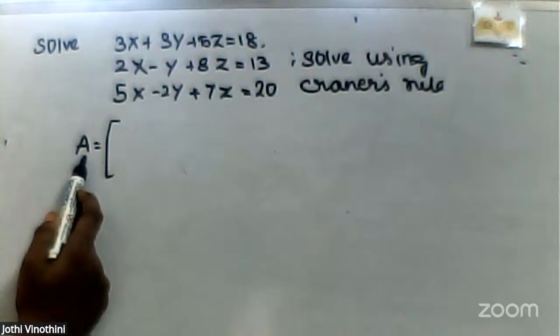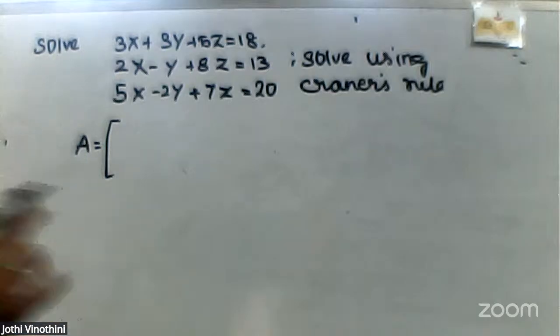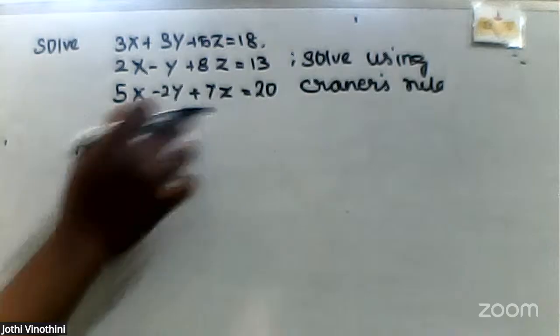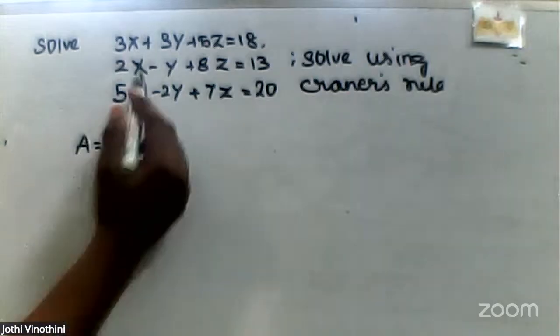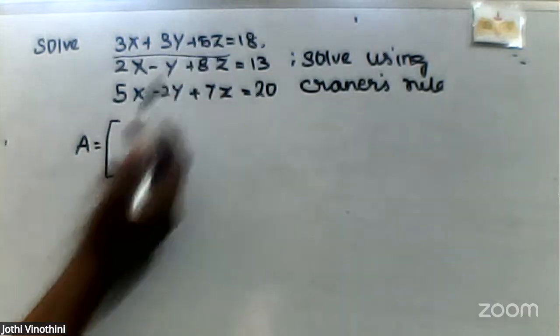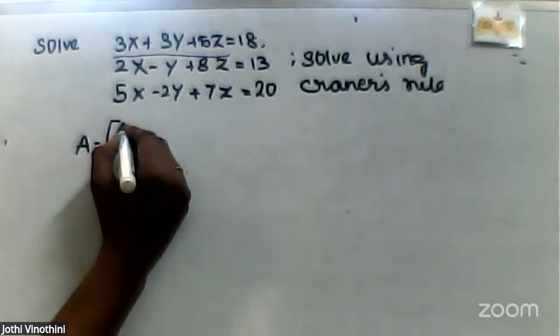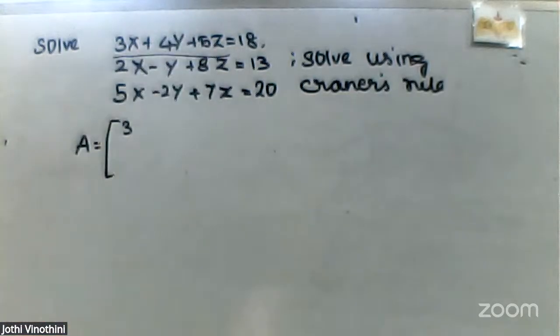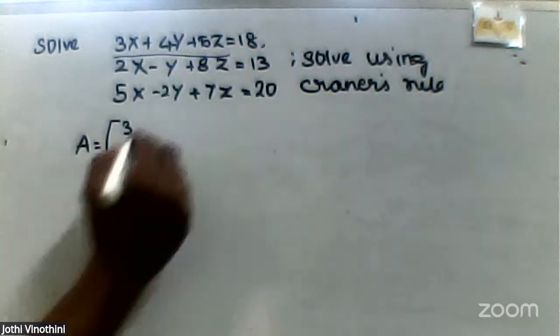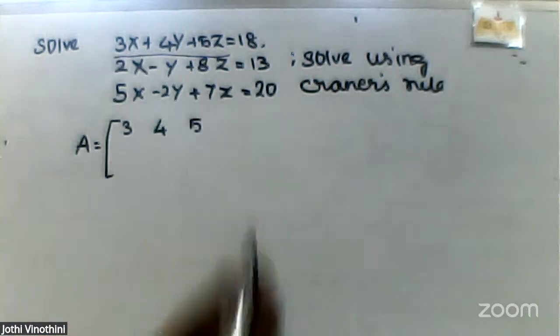For the first matrix A, I am going to take the left hand side of the three equations. I am going to write only the coefficients of the variables, not whether it is x or y or z. So here I take the first element. What are the coefficients? 3, sorry, it's 4, and 5.